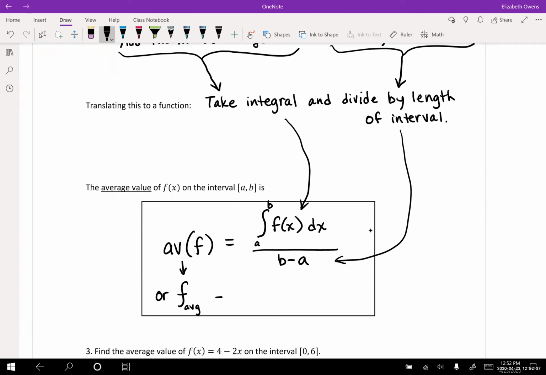You could also write that, if you don't like a huge fraction, you could say 1 over b minus a times the integral, a to b f of x dx. Algebraically, that's totally the same thing. So I guess I'll put a little dashed line here separating your options. Okay. So yeah, that's how we're going to find average value. And let's do that here.